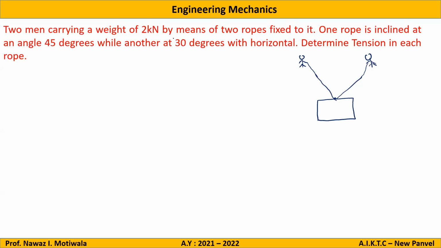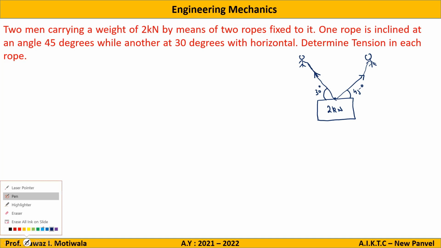Okay, so the question given is the weight is 2 kilonewton and it is lifted by two persons. One rope is inclined at 45 degrees, so I can assume this to be 45 degrees, and the other is 30 degrees with the horizontal, so this is 30 degrees. Determine the tension in each cable. That means we have to find out the force in this cable and the force in this cable. Any doubts to anyone in the question part?